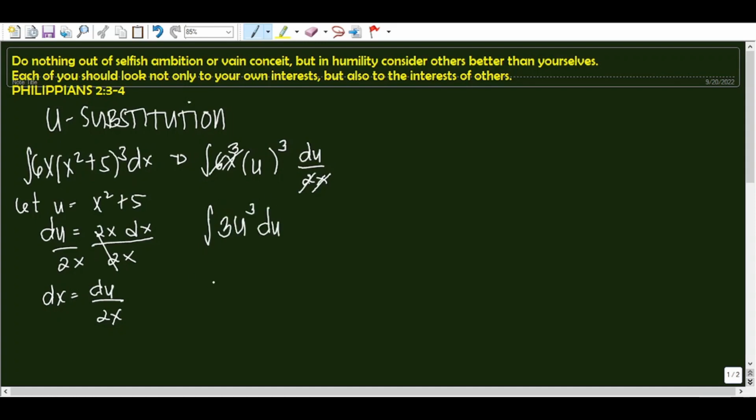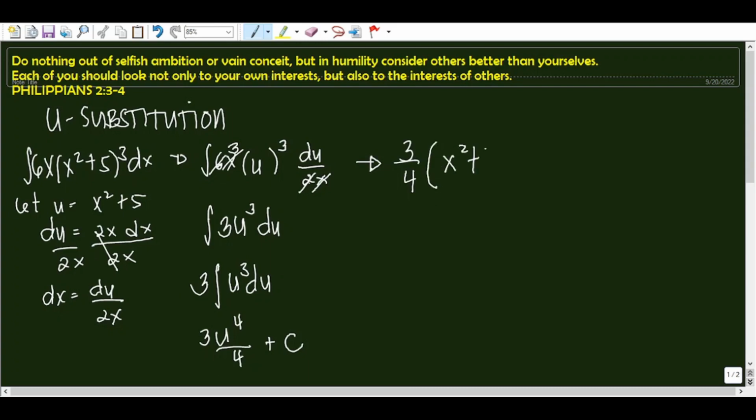So what did we do in our first topic? Since 3 is a constant, I take it outside. That is 3 times the integral of u cubed du. Then the integral of u cubed is u raised to 4 over 4 plus c. This is not yet the final answer. Since we let u be equal to x squared plus 5, we return it now. Therefore, our answer becomes 3 over 4 times (x squared plus 5) raised to 4, plus c. And this is now my final answer.